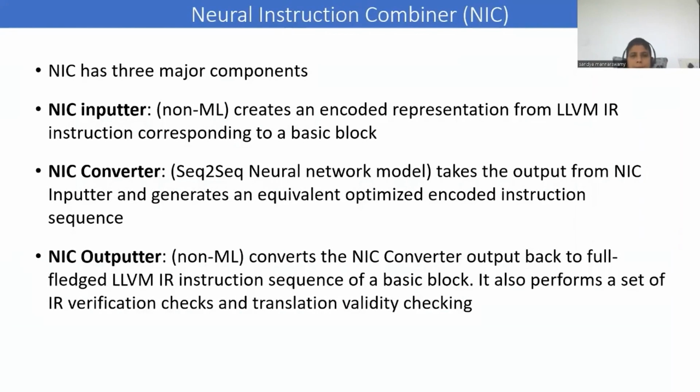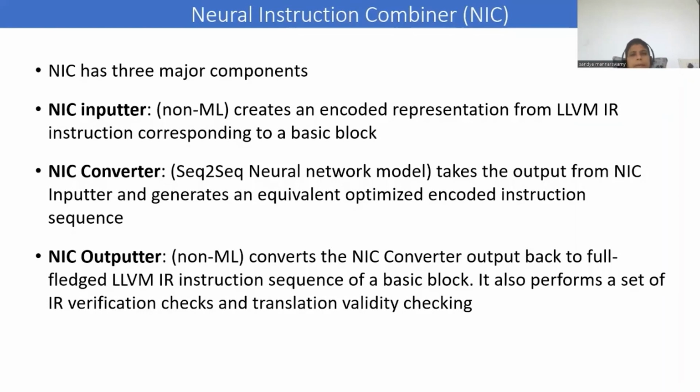This is again a non-ML compiler module. It converts the NIC converter output back to a full-fledged LLVM IR instruction sequence of a basic block. Remember, we created an encoded representation at the NIC inputter, and we now want to take this optimized encoded representation from the NIC converter output and convert it back to the full-fledged LLVM IR instruction sequence, which is optimized, corresponding to that basic block.